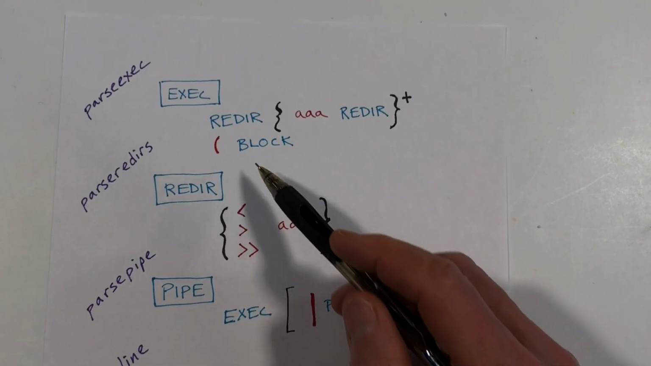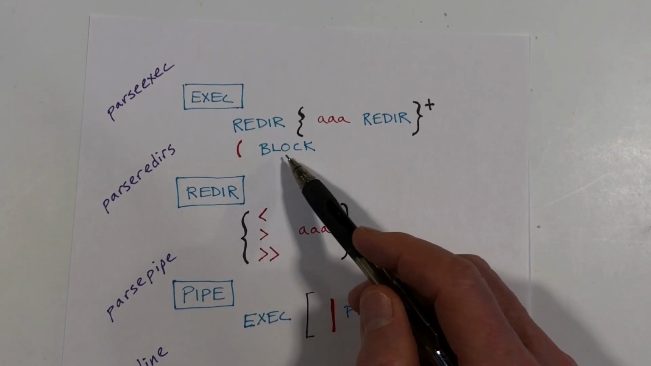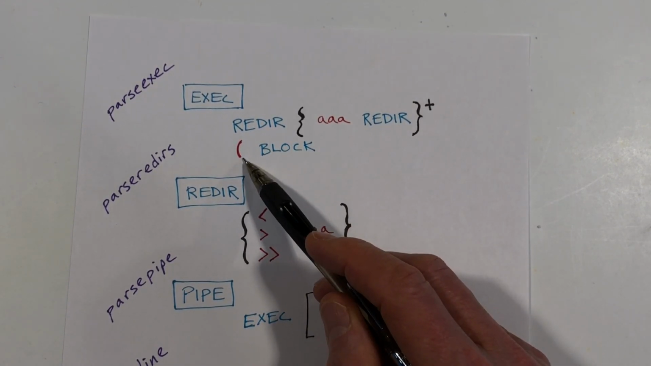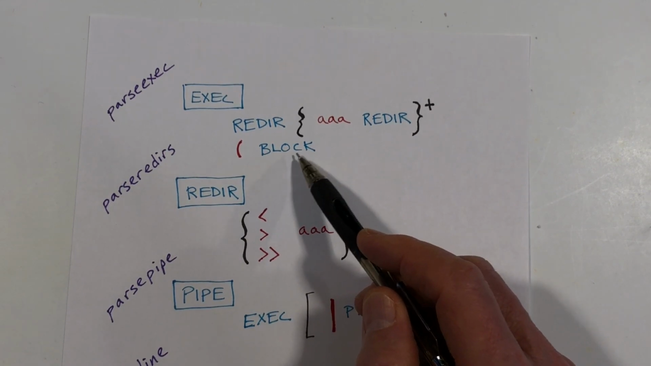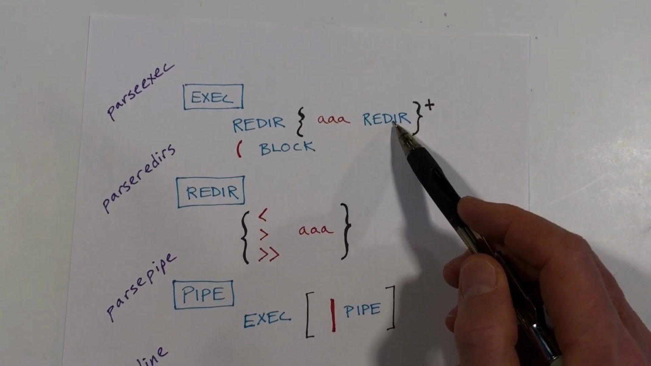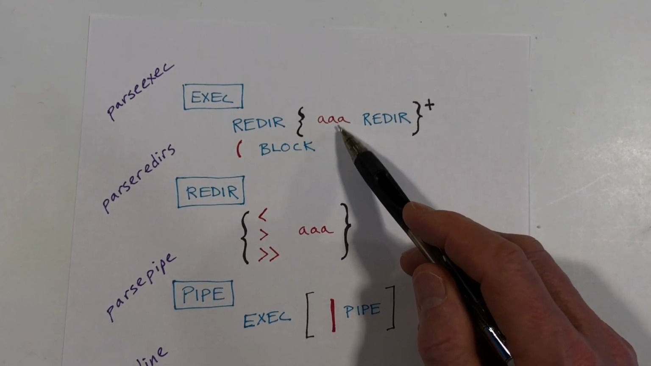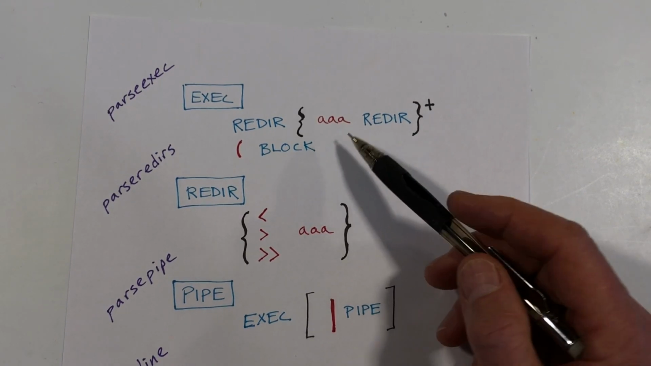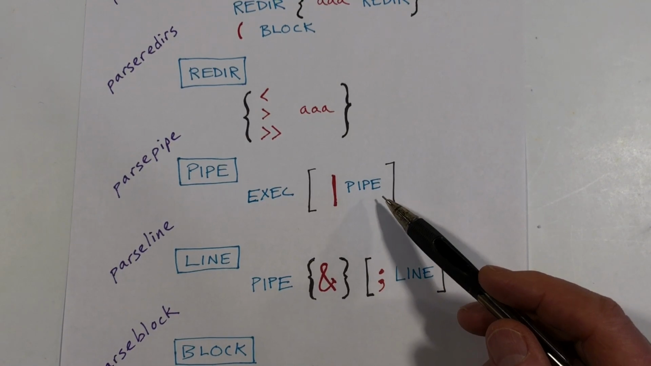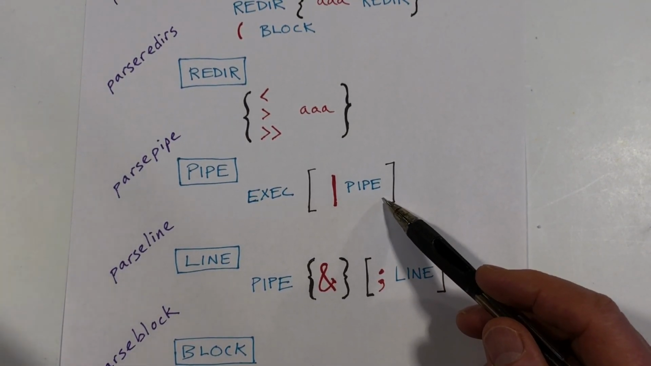So I haven't really drawn this quite as a context-free grammar, but I wanted to give you the idea that it checks for a left parenthesis. If so, it calls block and is done. Otherwise, it does the stuff on this line, the sequence of tokens that indicate the program name and the options. So now let's take a look at this pipe here in more detail.